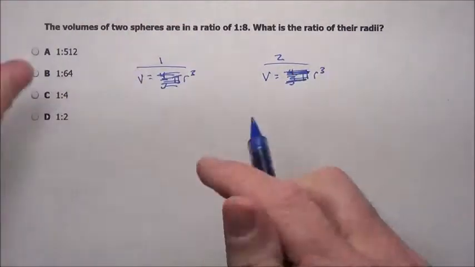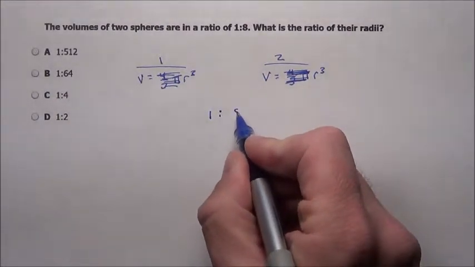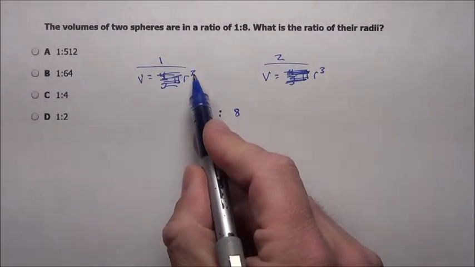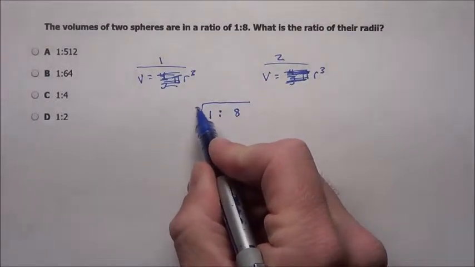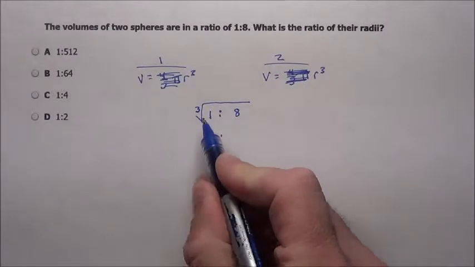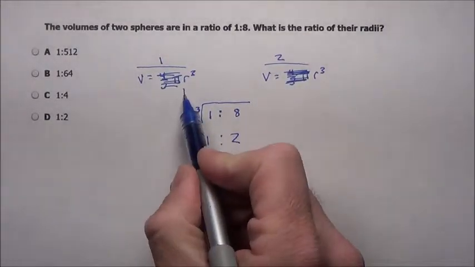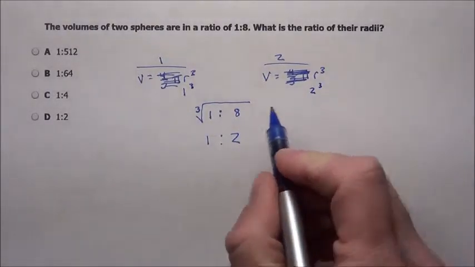So we've got to work backwards and say, okay, what happened? Well, for every 1 this guy had, this guy has 8. And notice we were cubing it. So if we come in here and we want to work backwards, if we just take the cube root, well, the cube root of 1 is 1. What's the cube root of 8? 2.